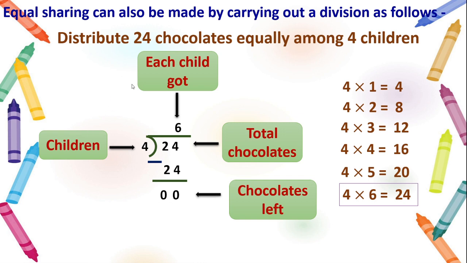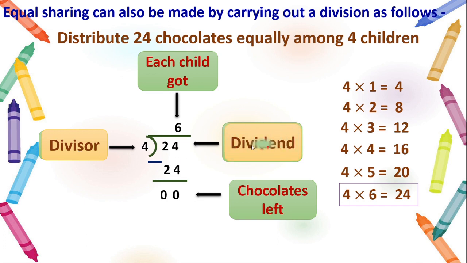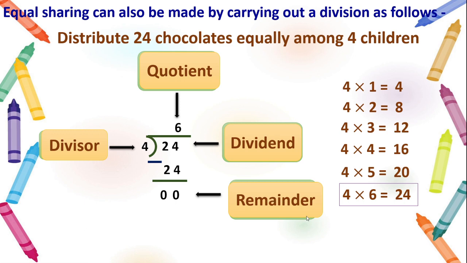Okay? Here, these all have specific names. The number by which we divide is called the divisor. Remember this. And the total, that is the number to be divided, is called the dividend. The answer, whatever we get, is called the quotient. And whatever remained at the last is called the remainder. Okay: divisor, dividend, quotient, remainder.